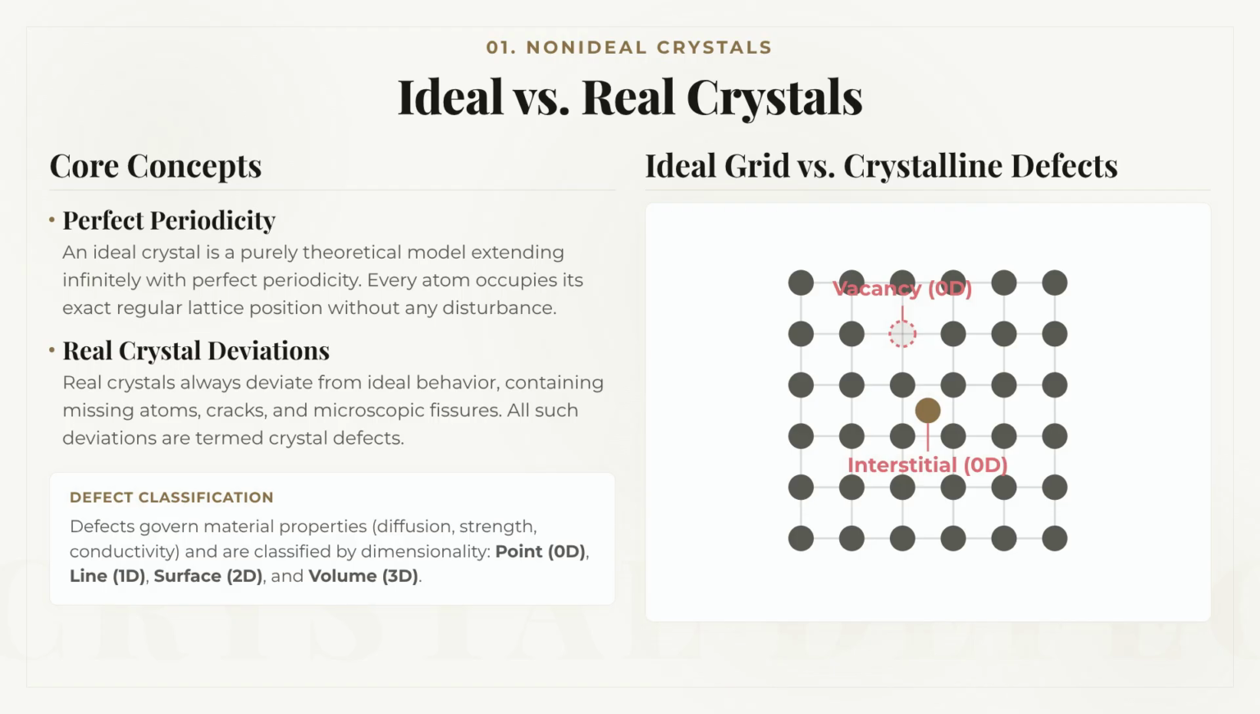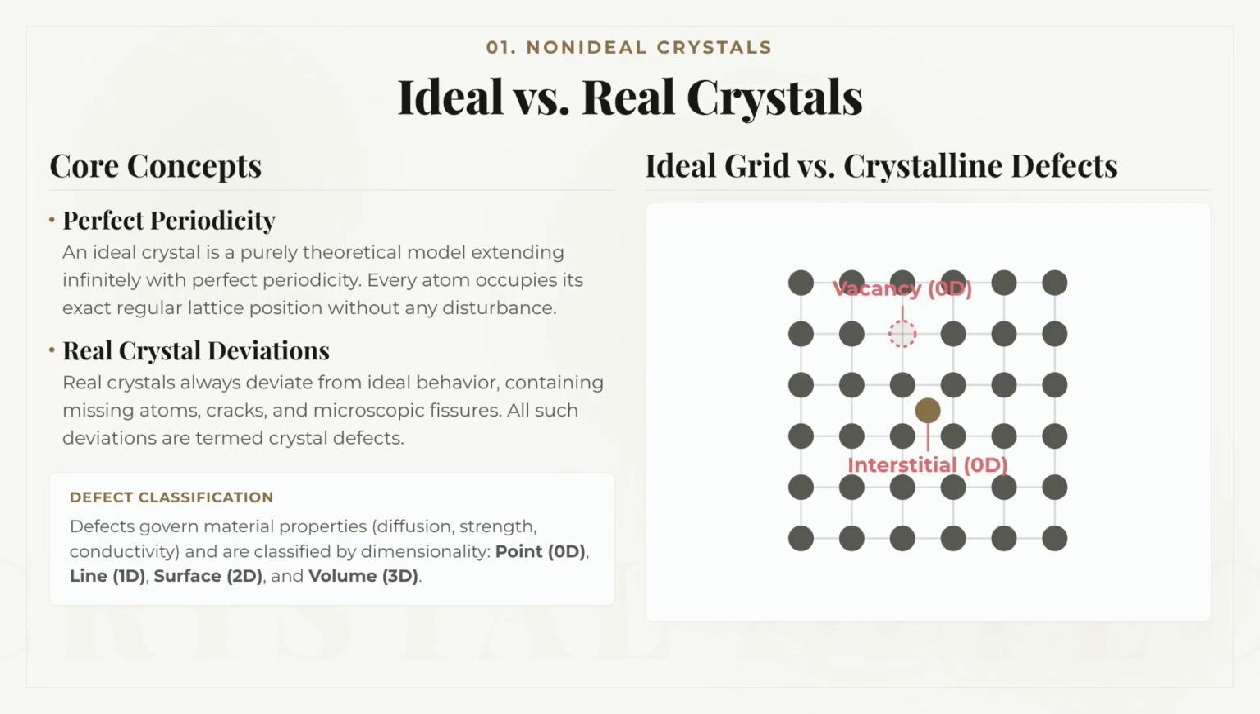An ideal crystal is a theoretical model in which atoms are arranged perfectly according to one of the crystal structures and extend infinitely in all directions without any disturbance. Every atom occupies its exact lattice position, and the periodic arrangement continues throughout the crystal. Real crystals, however, always deviate from this ideal behavior.